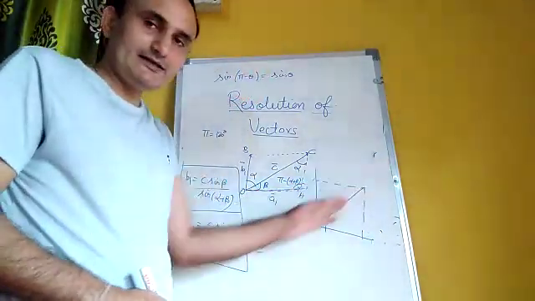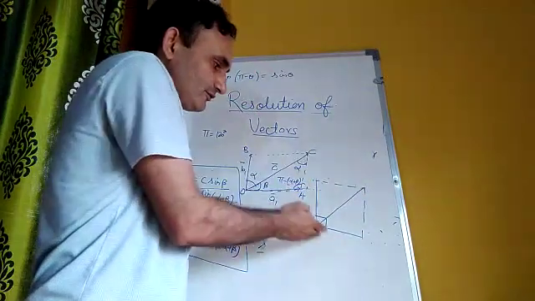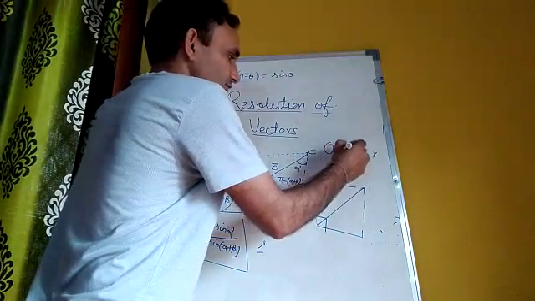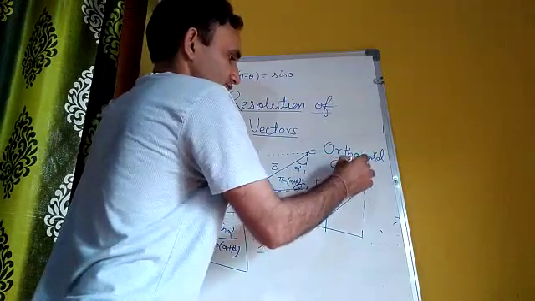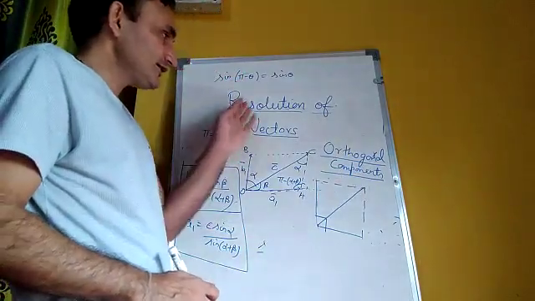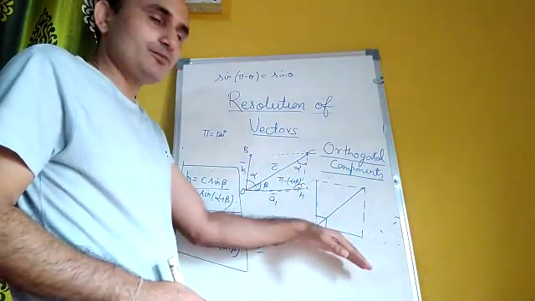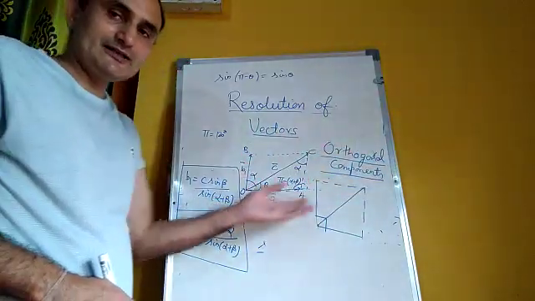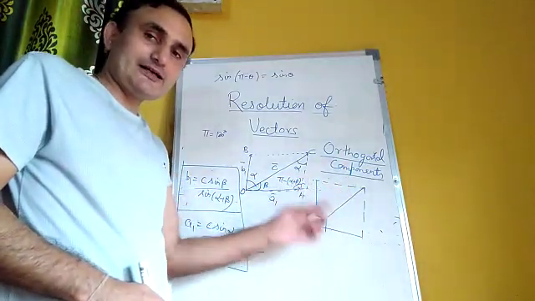So this vector is being broken into two vectors which are at 90 degrees to one another. These are called orthogonal components, or resolution of a vector into perpendicular components. These we can call components, and here also this and this we will call components, but this is the more used one. This is a general method, this is the most used resolution. In this resolution the new vectors are perpendicular to one another.